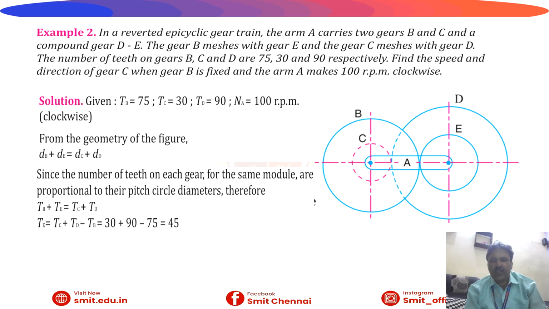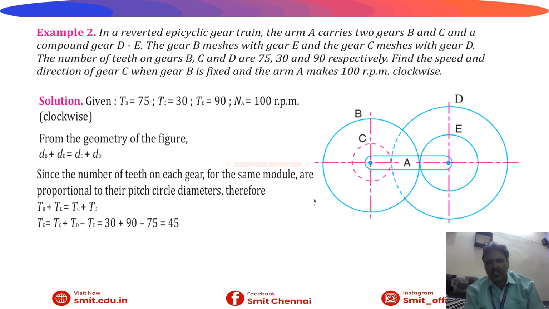By reading the problem only, we have to draw the diagram. The diagram will not be given in the question. The number of teeth on the gears B, C, D are given as 75, 30 and 90 respectively. Find the speed and the direction of gear C when gear B is fixed and the arm A makes 100 RPM in clockwise direction. So TB equal to 75, TC equal to 30, TD equal to 90, NA equal to 100 RPM.